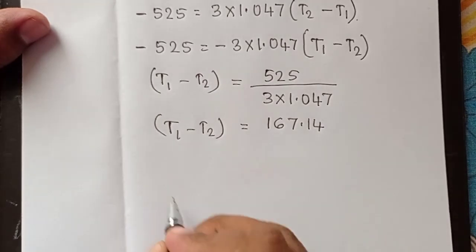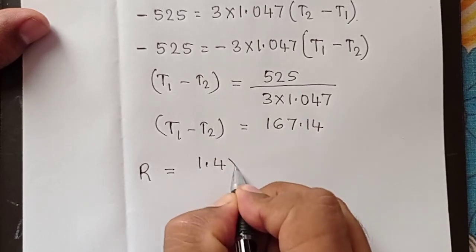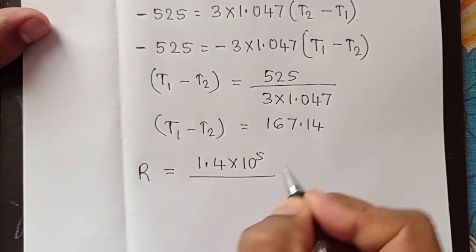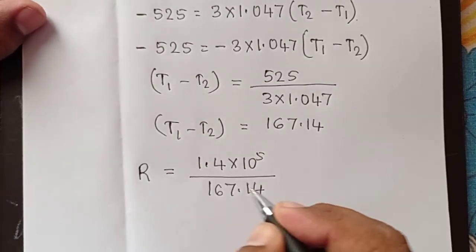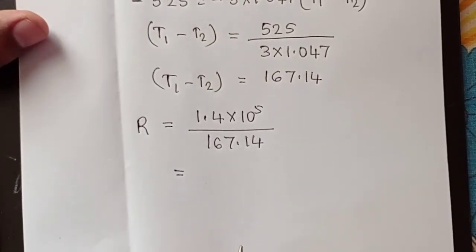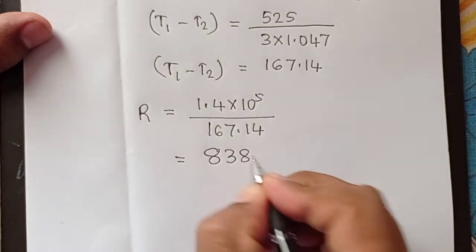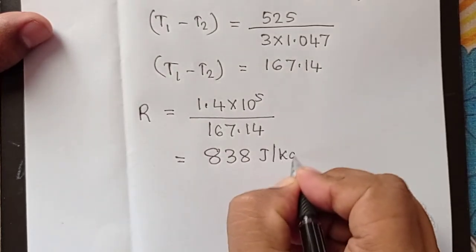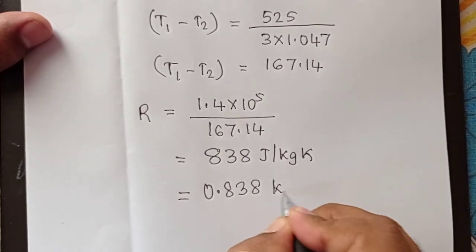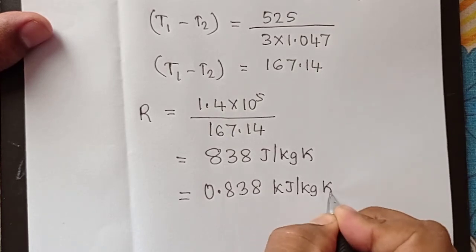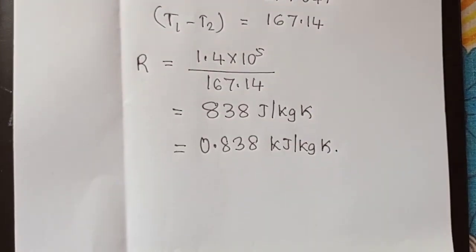So substituting that value, R will be equal to 1.4 into 10 to the power 5 divided by (T1 minus T2), which is 167.14. That will fetch me the value of R, that is, R is 838 joules per kg Kelvin, or you can write it as 0.838 kilojoules per kg Kelvin. So upon getting the value of R, now I can find out the values of T1 and T2.